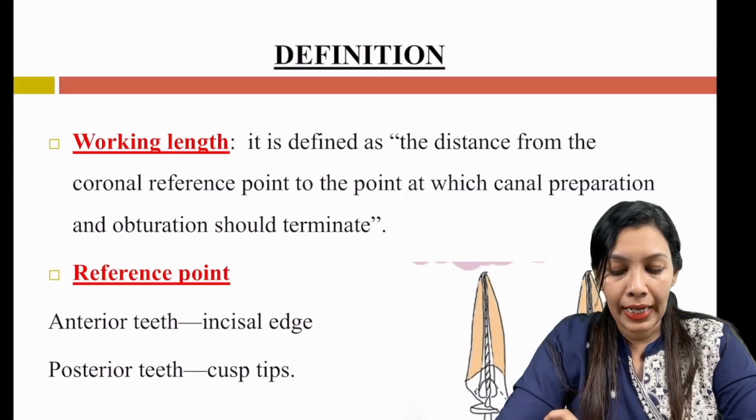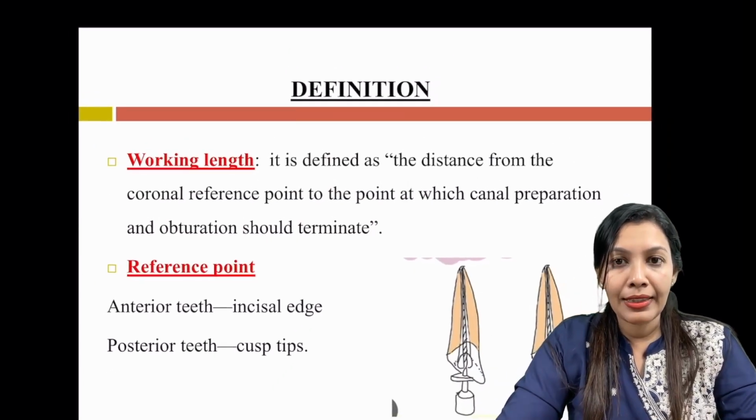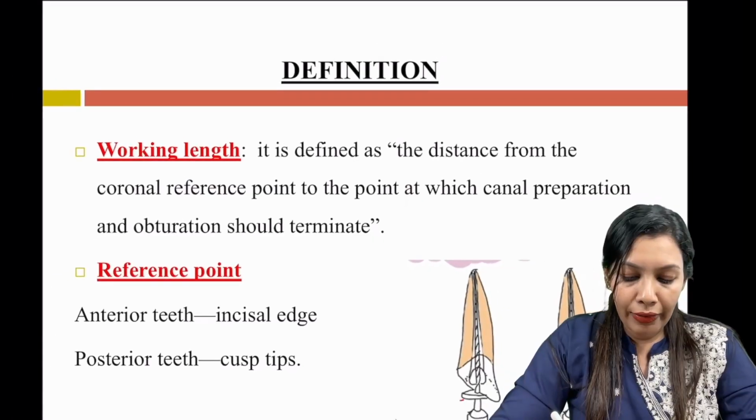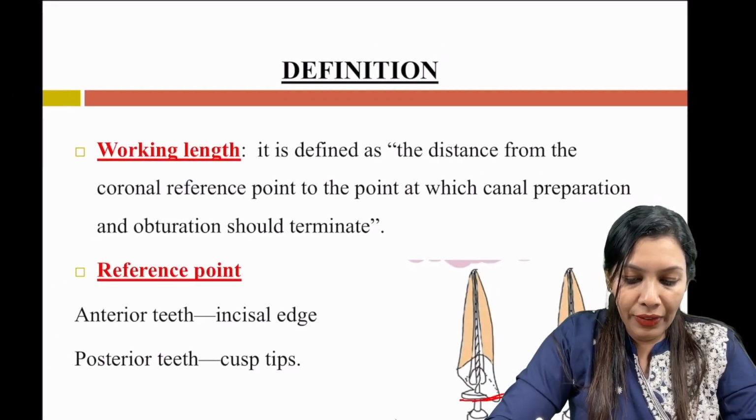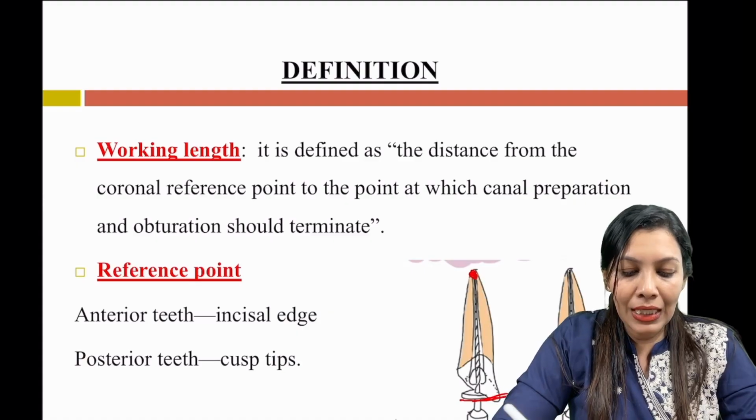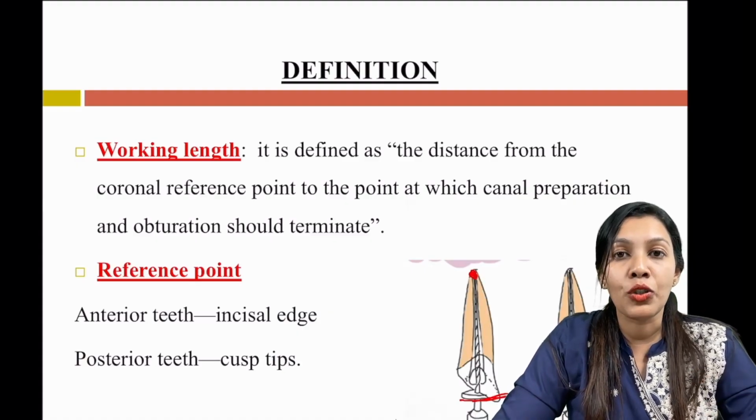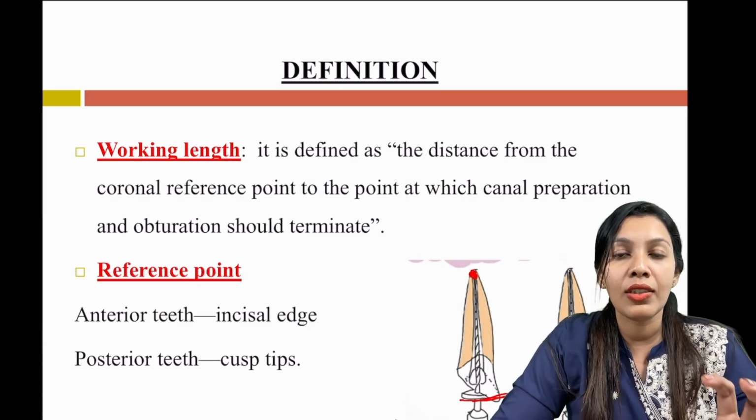So what is working length? Working length can be defined as the distance from the coronal reference point to a point at which the canal preparation, cleaning and shaping, along with obturation, should terminate. So that is called the working length.